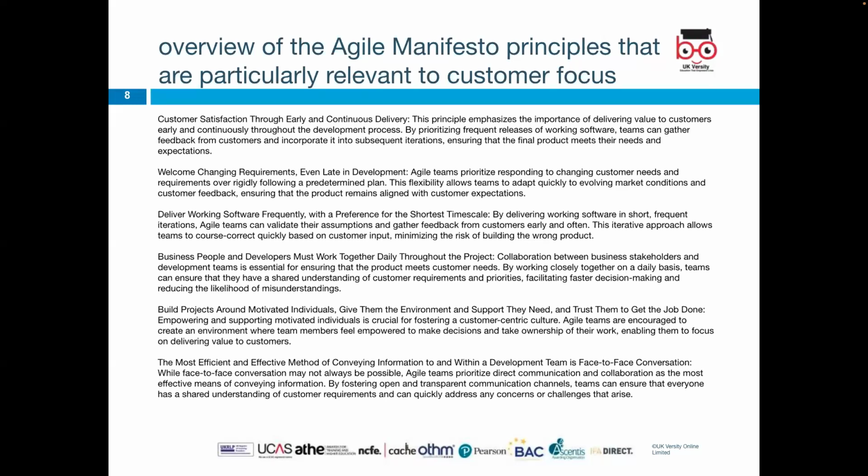Business people and developers must work together daily throughout the project. So there must be collaboration between business stakeholders and the development team. This is essential for ensuring that the product meets customer needs. By working closely together on a daily basis, teams can ensure that they have a shared understanding of customer requirements and priorities, facilitating faster decision-making and reducing the likelihood of misunderstandings.